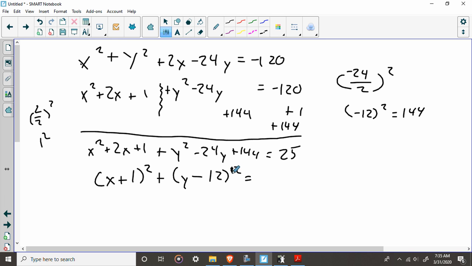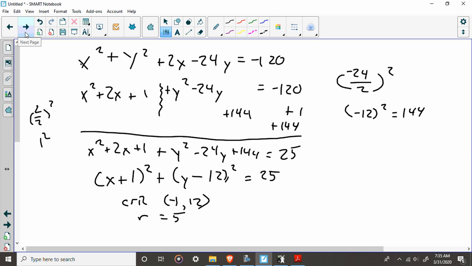Sorry about that. So again, your center is going to be negative 1, positive 12, and your radius is going to be equal to 5.